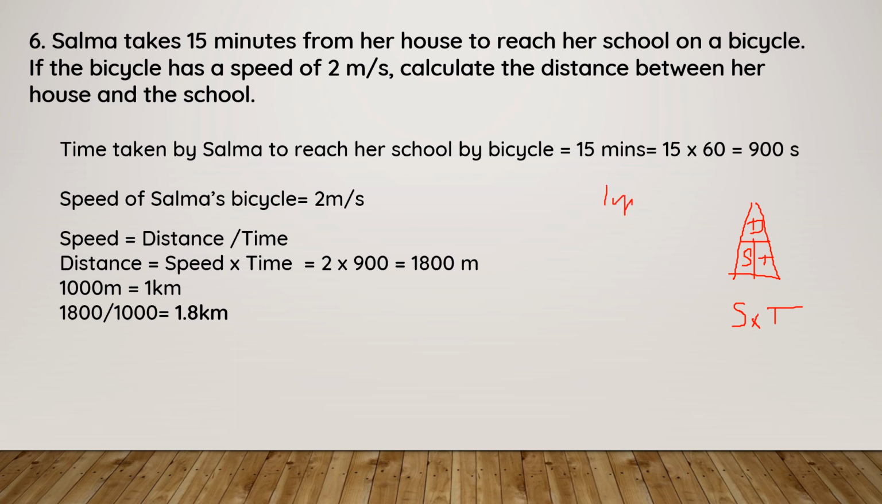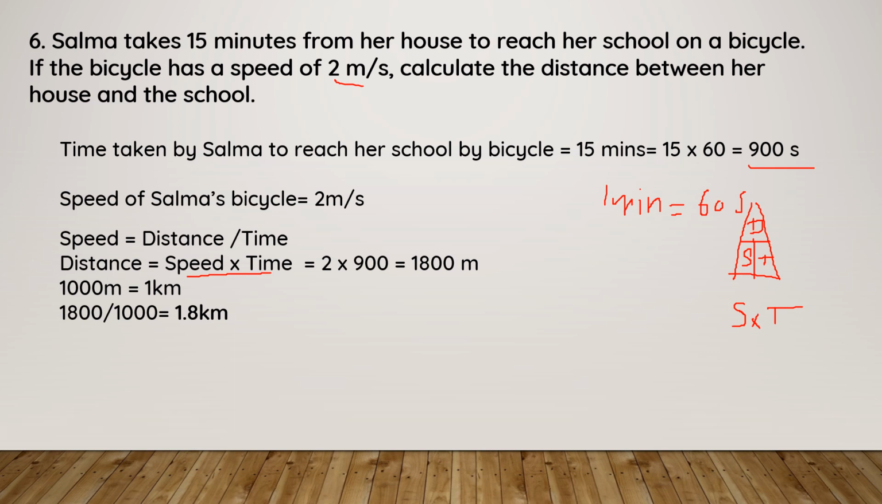1 minute equals 60 seconds. Okay, so 15 into 60, that is 900 seconds. Then the speed of Salma's bicycle is 2 meter per second. That is also a given value. Then we calculate distance. So we know speed equals distance upon time, so distance equals speed into time. So here speed is 2 meter per second, so 2 meter per second into 900 seconds.